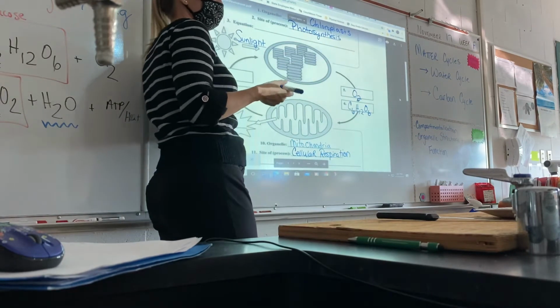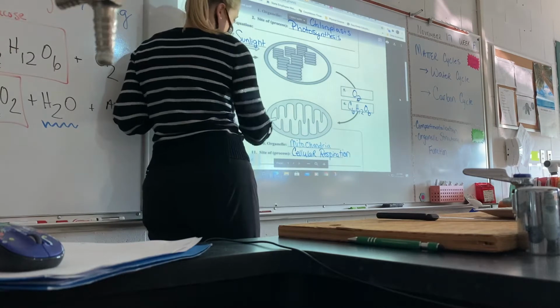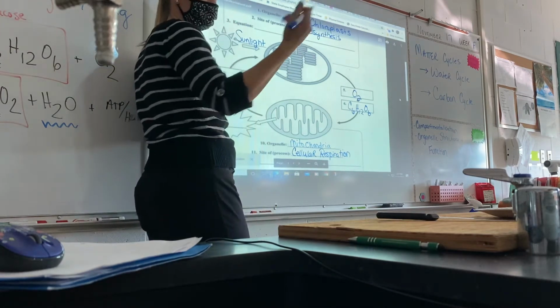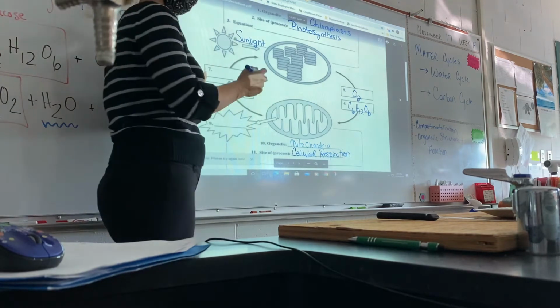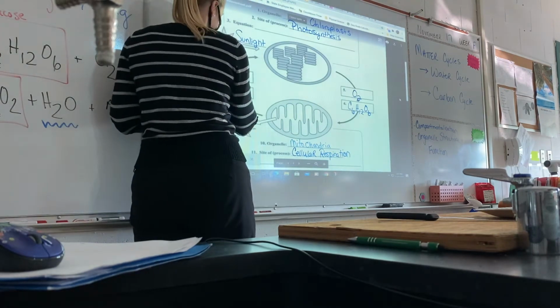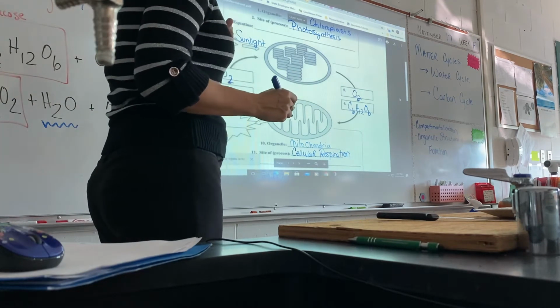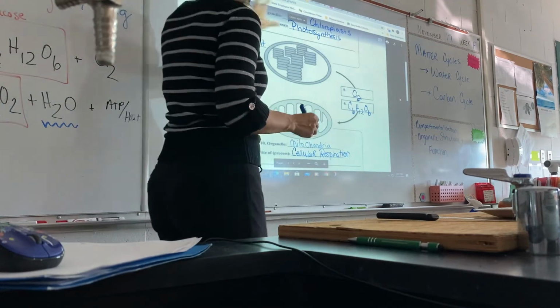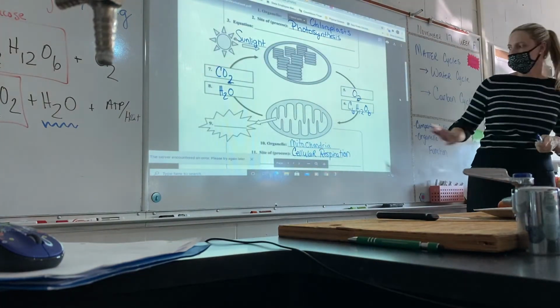Somebody gave me an input. Megan, was that you? What'd you say? Water. Water. And what else do they require? What do plants take in? Carbon dioxide. Okay. Carbon dioxide. Okay, so we have our inputs. Photosynthesis occurs. Plants create oxygen and glucose.